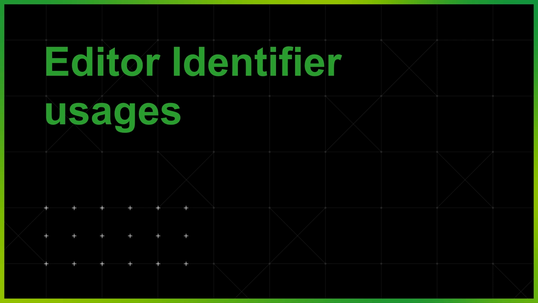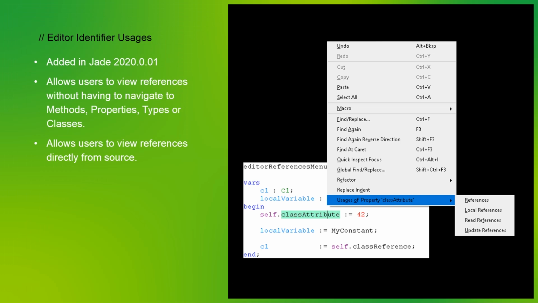While we're talking about the editor, let's go over the editor usages menu. Fairly sure that most people are aware that right-clicking on a method or a property in our browsers will allow you to go and view its references. A new feature added in Jade 2020-01 that may have got under the radar is the ability to view references of objects directly from source.